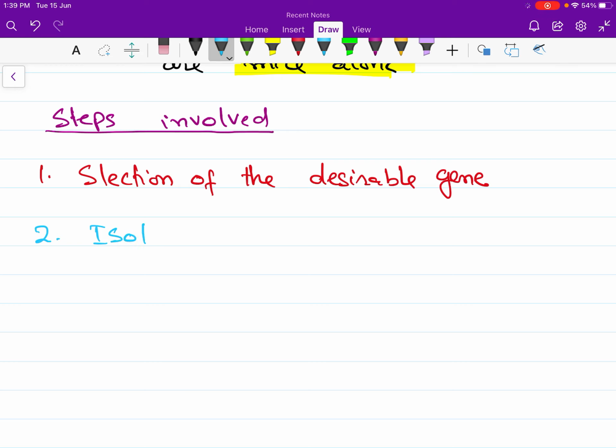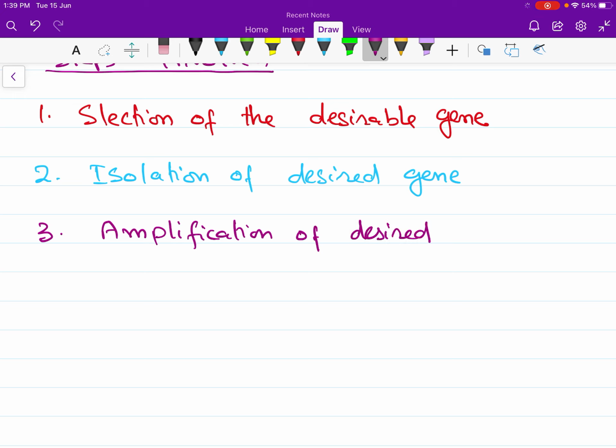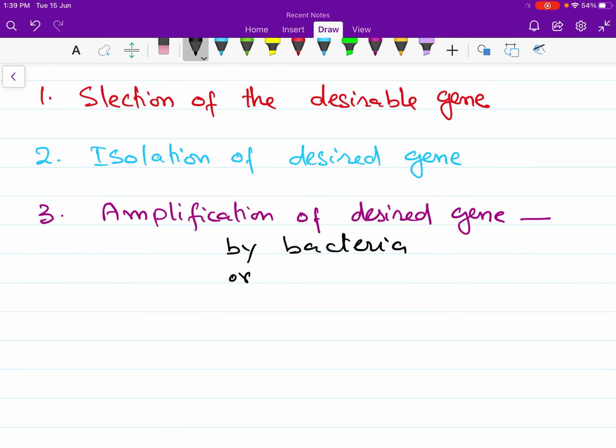So next step will be the isolation of desired gene. Once we have isolated the desired gene, then we can amplify this desired gene, and amplification can be carried out using bacteria or more commonly by using the polymerase chain reaction. So the third step will be the amplification of desired gene, and this can be carried out by bacteria, or it can also be carried out by the most popular reaction, that is the PCR or polymerase chain reaction.